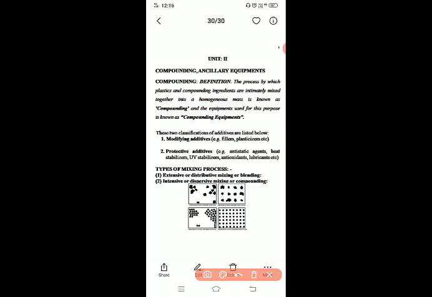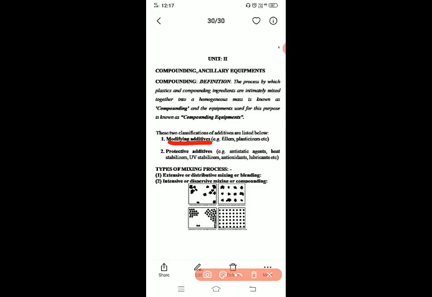Why are these compounding ingredients added to these plastics? Mainly for two reasons. First one is to alter the properties of the material, that is, by making the plastics harder or of more strength, or making the plastics more flexible and cheaper. We are adding particular ingredients. These ingredients are called modifying additives. Example: fillers, plasticizers. They modify the properties of the plastic materials. So they are called modifying additives.